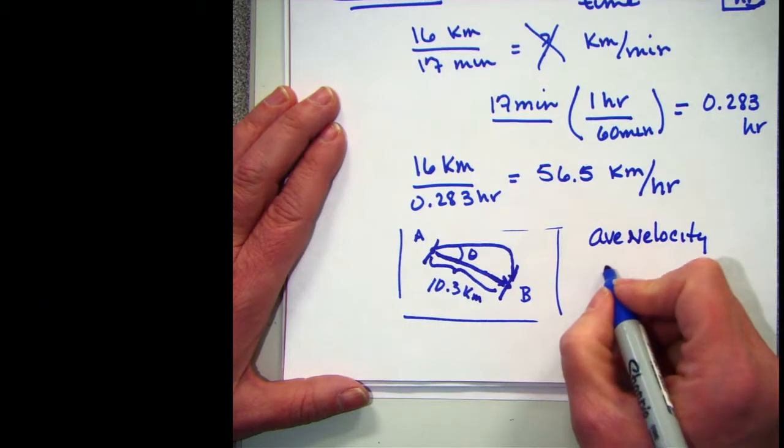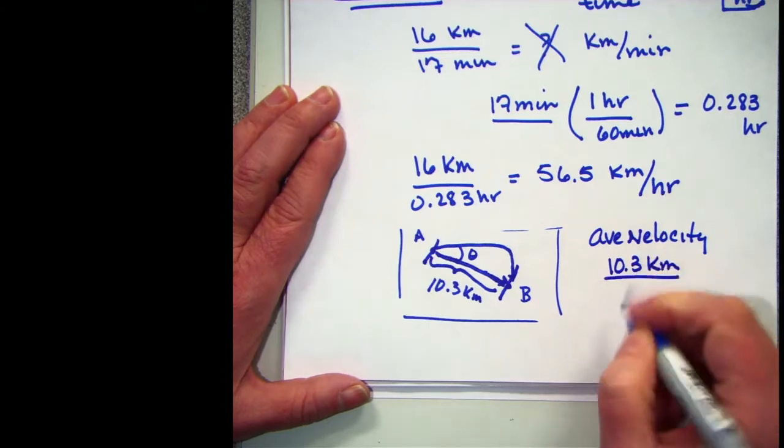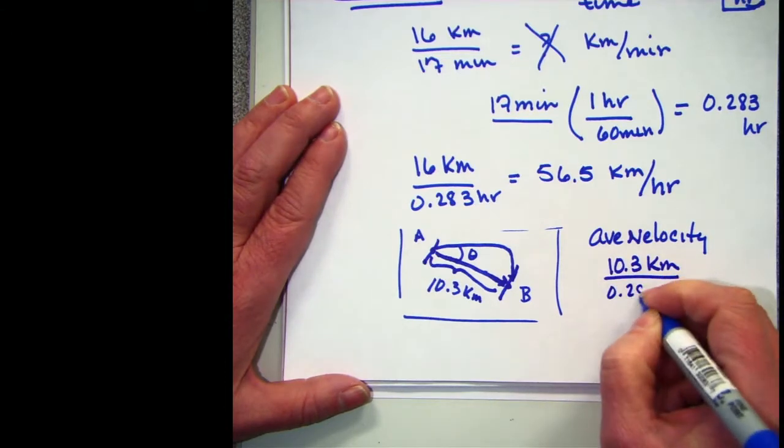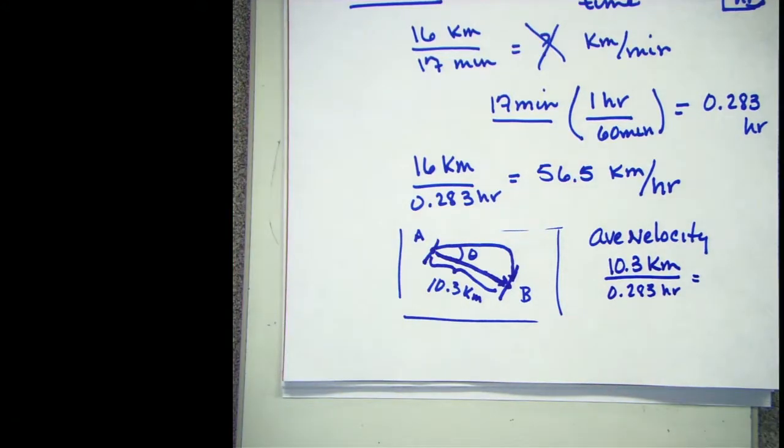So now my average velocity is my 10.3 kilometers. We've already converted into hours, so that's 0.283 hours. And I plug that into the calculator.